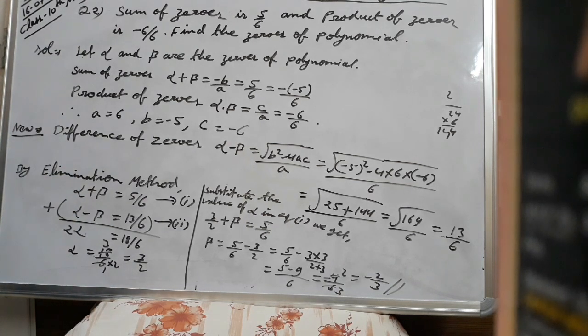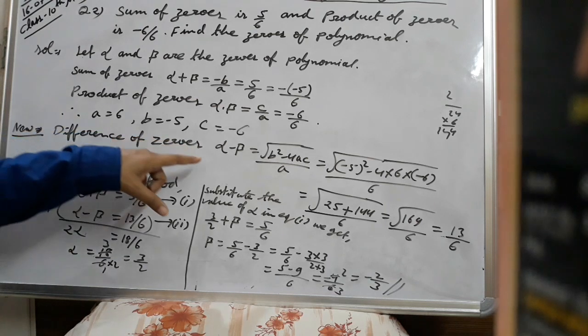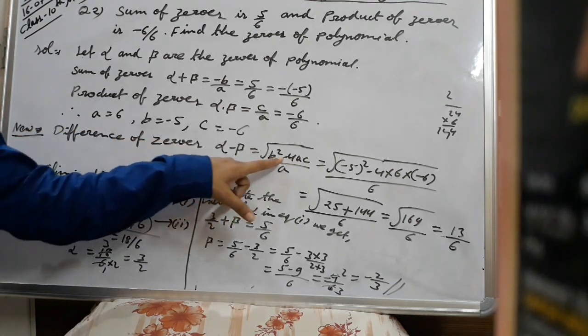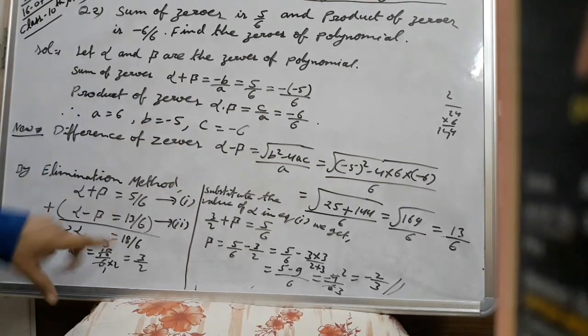Okay. So new method is difference of zeros. By using this formula for difference of zeros, you will easily solve by elimination method.